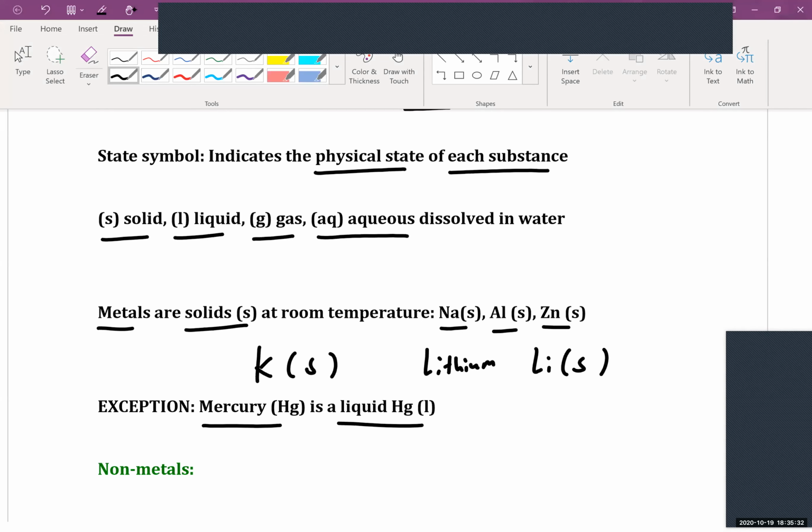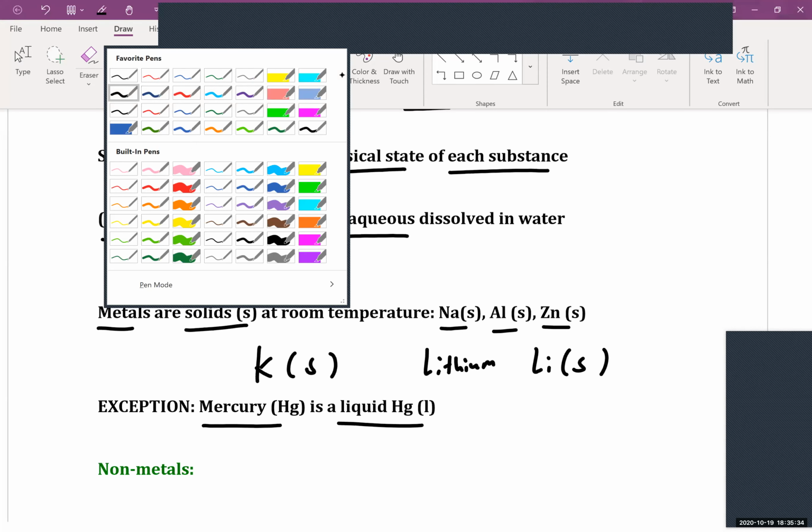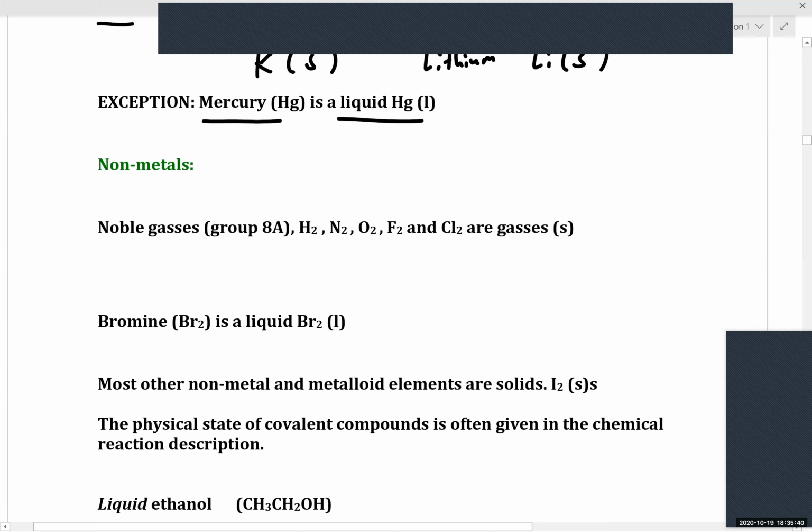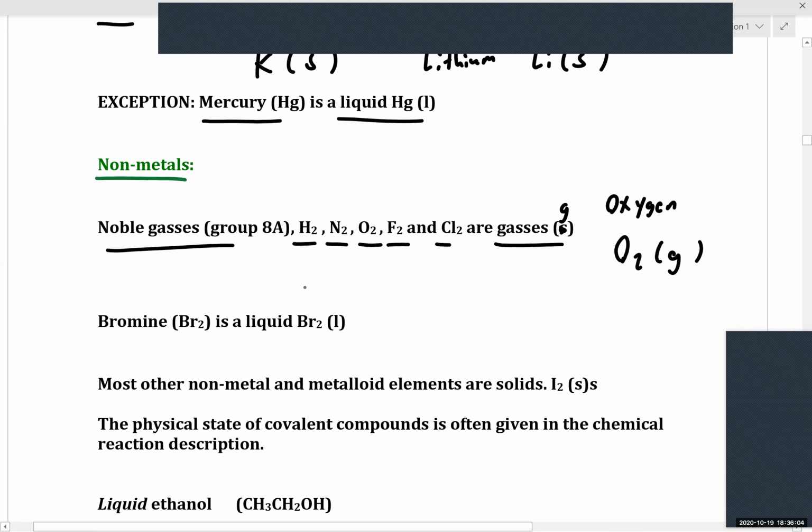Okay, so metals, pretty straightforward. If it's a metal, it's a solid, except for mercury, of course. For the nonmetals, the noble gases, hydrogen, nitrogen, oxygen, fluorine, and chlorine are gases. So if I say the phrase oxygen, we know oxygen is diatomic. And what state symbol do we put for oxygen? Gas. Likewise, for hydrogen, we write it as H2 gas. Nitrogen would be N2 gas.